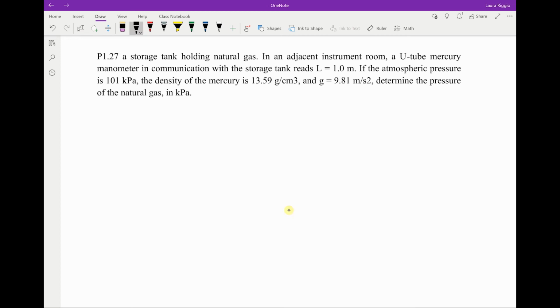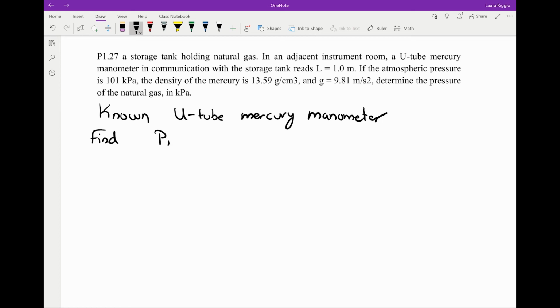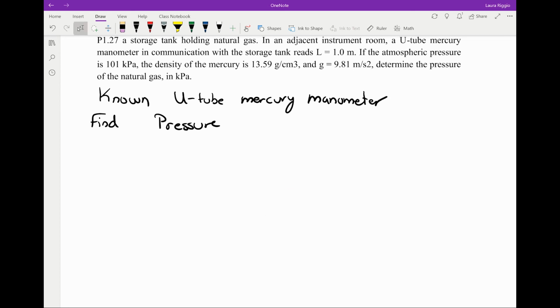So what do I know? I know I have a U-tube mercury manometer. I'm trying to find pressure. So what do I have?